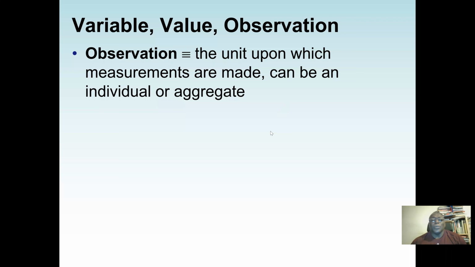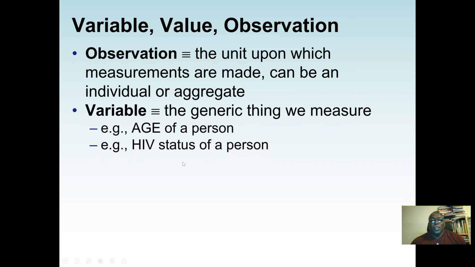So again, observation is the unit upon which measurements are made and can be an individual or aggregate. A variable, more or less, is the attribute or the characteristics of the observation. So here we say it is the generic thing we measure. Example, age of a person. So the age will be the variable and the person will be the observation.